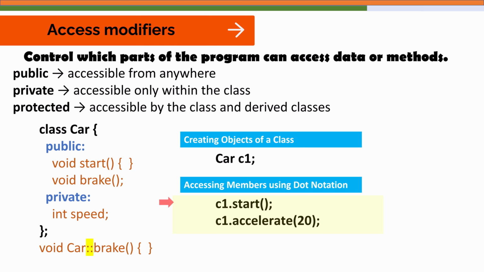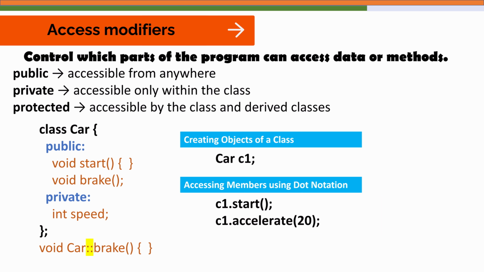So this dot notation works just like accessing attributes of real-world entities. You might think of it like saying car number 1 start. We are addressing a specific object and asking it to perform one of its behaviors. So it is important to note that only public members can be accessed this way.